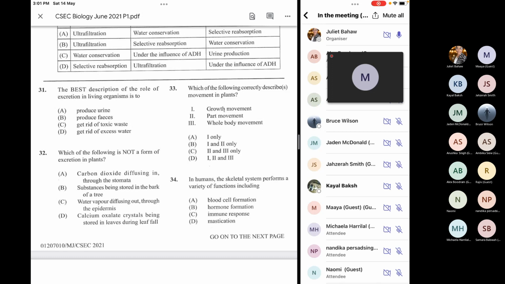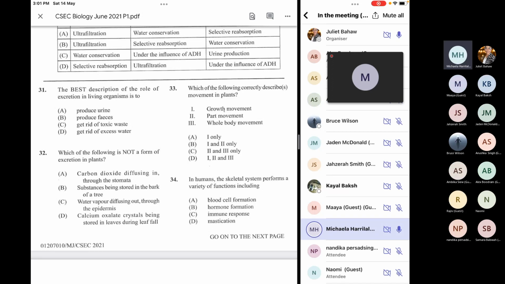34, Michaela. In humans, the skeletal system performs a variety of functions, including A. Yes, the bones allow red blood cells and white blood cells. They form in the bone marrow. All right.